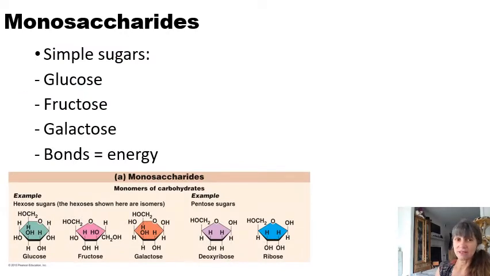Again, monosaccharides are simply simple sugars. They include glucose, fructose, and galactose, and deoxyribose as well as ribose. In order to make bonds to go from monosaccharides to disaccharides, we have to have an input of energy.